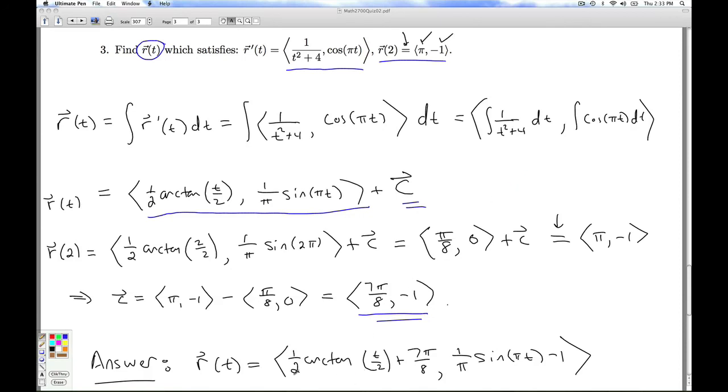And then take the derivative. The derivative of 1/2 arctangent t over 2 plus 7 pi over 8 is going to give you the 1 over the t squared plus 4. And the derivative of this guy is going to give you cosine pi t. So that'll do it for number 3, and that'll do it then for quiz 2.